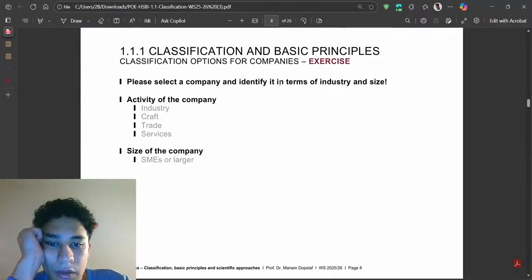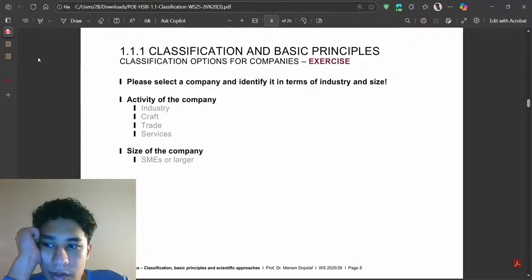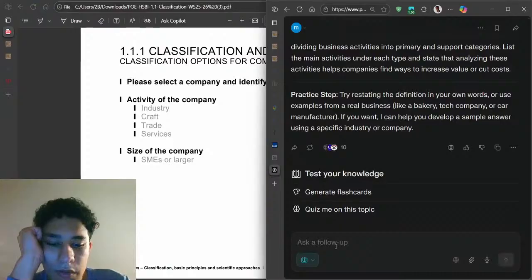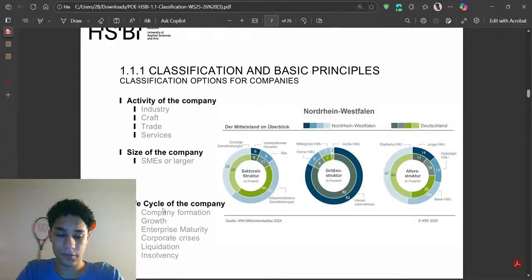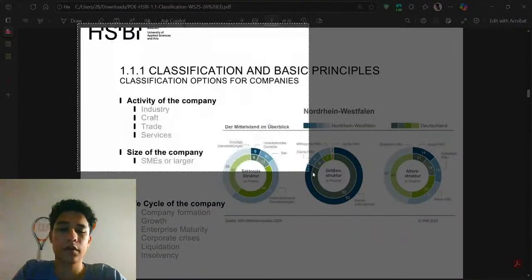Please select a company and identify it in terms of industry and size. Let's take an example like BMW. BMW is a car industry, so it is an industry. Is it SME or larger? Okay, let's understand what SME is, but most probably it's larger. So let's take a screenshot of this. Wait, can I do that? Oh, I have to select.